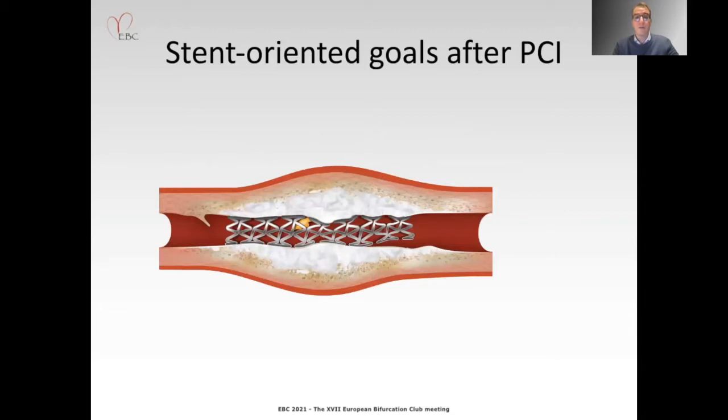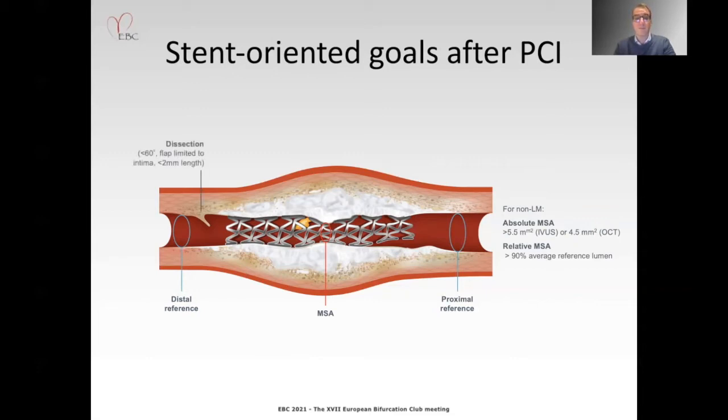Regarding the stent-oriented goals after PCI, efficient stent delivery is essential. We have also learned from intravascular imaging that good mechanical results can be achieved when MSA is greater than 80 or 90% with an absolute MSA greater than 5.5 square millimeters. If dissection is not present, plaque burden at the edge and malposition should also be avoided.